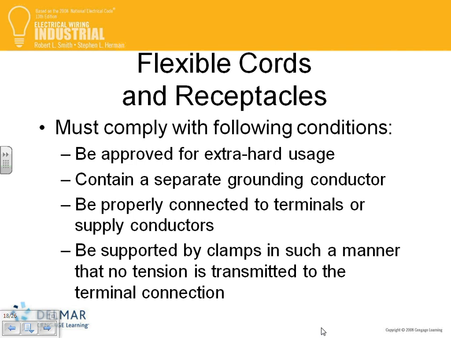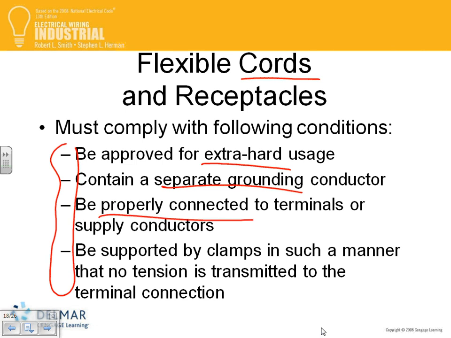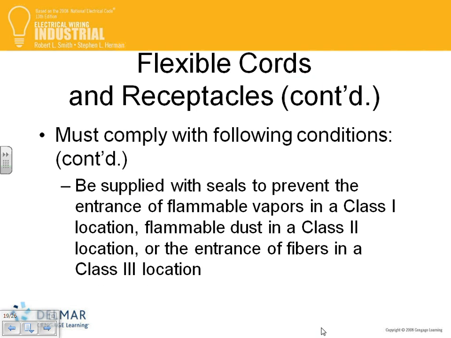And these are the rules, guys, for cords. We just talked about the rules for when you use cords. Extra hard usage, separate ground conductor, properly connected to the terminal, proper connection with that mesh to hold it, supported by clamps in such a manner that no tension is transmitted to the terminals, that's a mesh. Be supplied with a seal to prevent the entrance of flammable vapors. Here's where the seal is, you have to supply it somehow with a seal. I don't know how they do that.